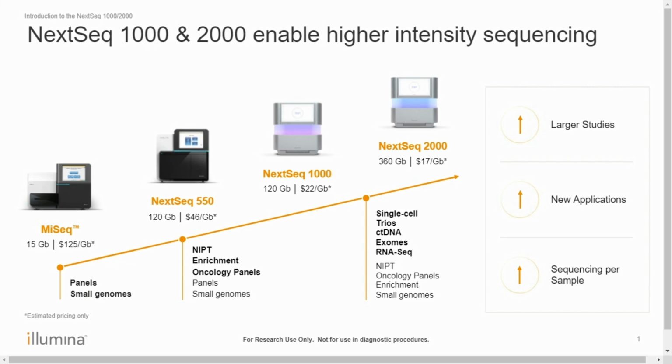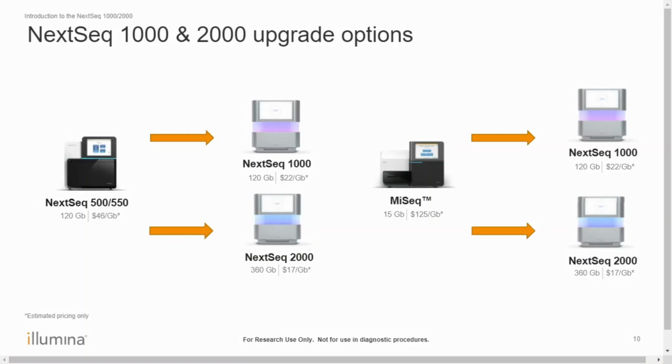To help enable you to access these benefits, Illumina has options to upgrade your existing NextSeq 500 or 550 or MiSeq to a new NextSeq 1000 or 2000. Reach out to us for more information if you are interested in scaling up your capabilities while keeping per sample costs down, particularly for longer read applications.